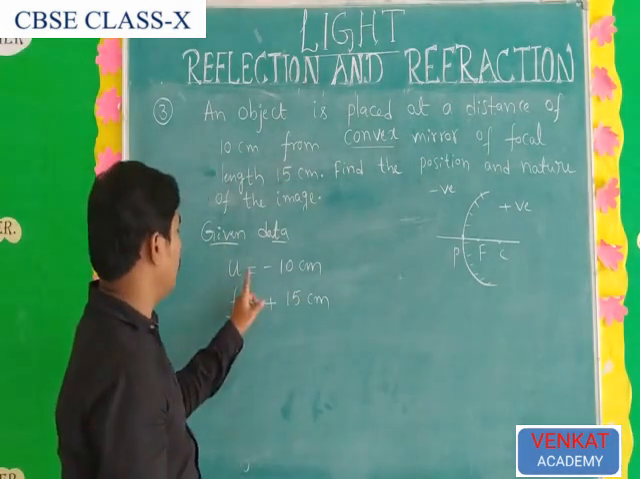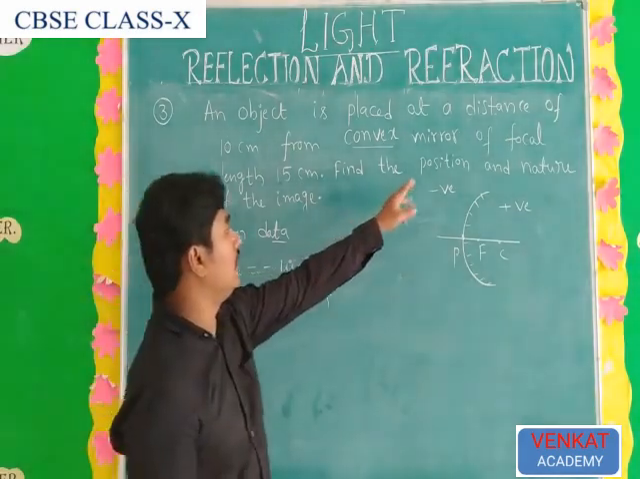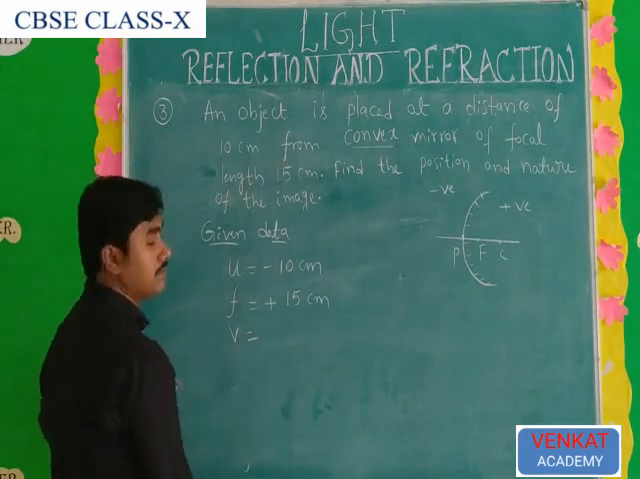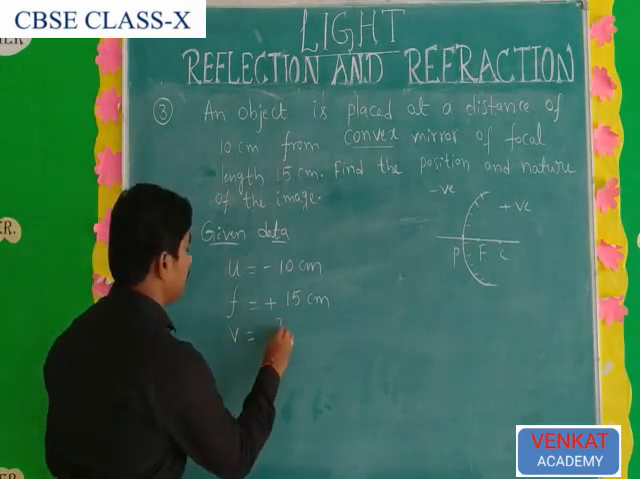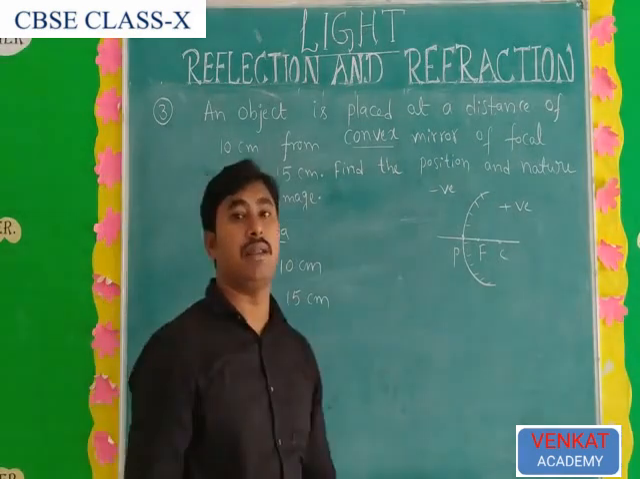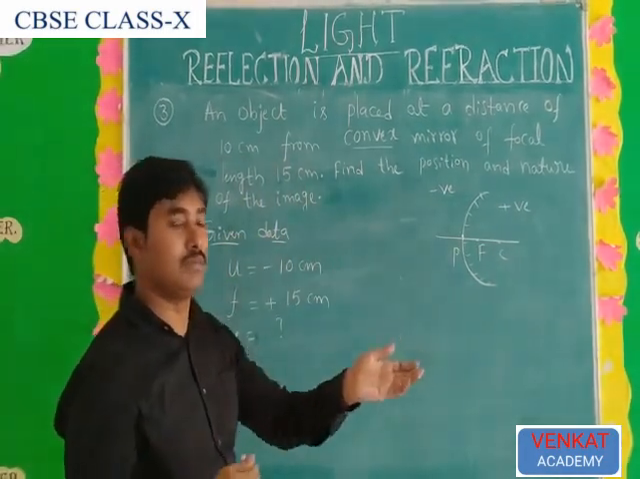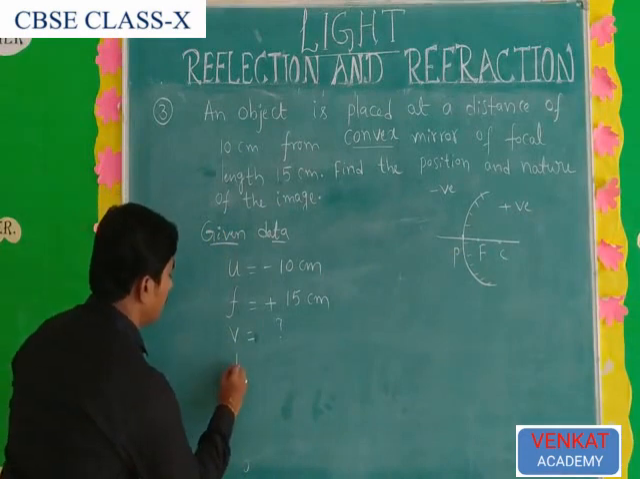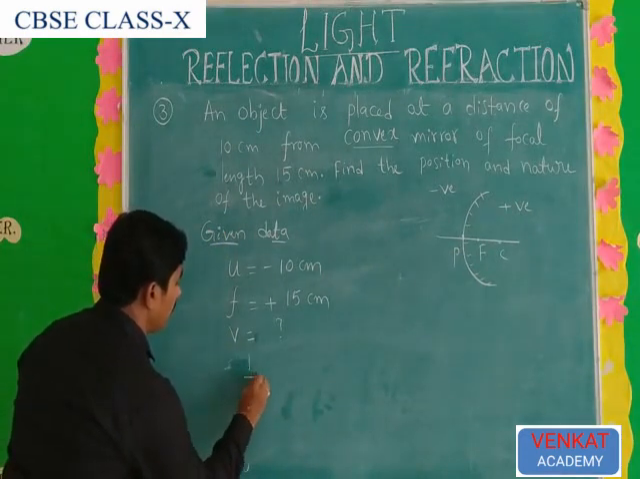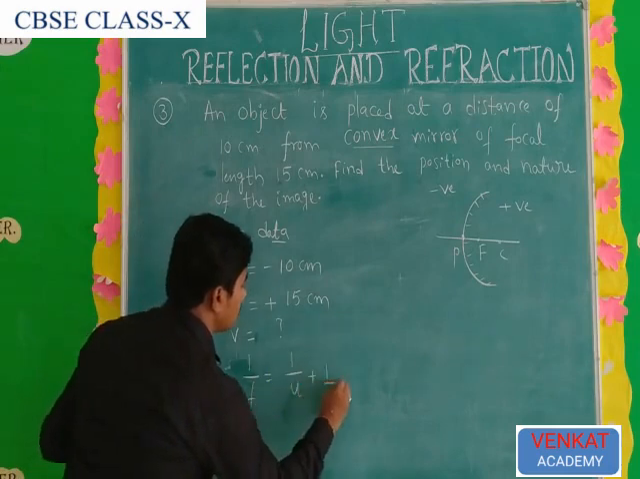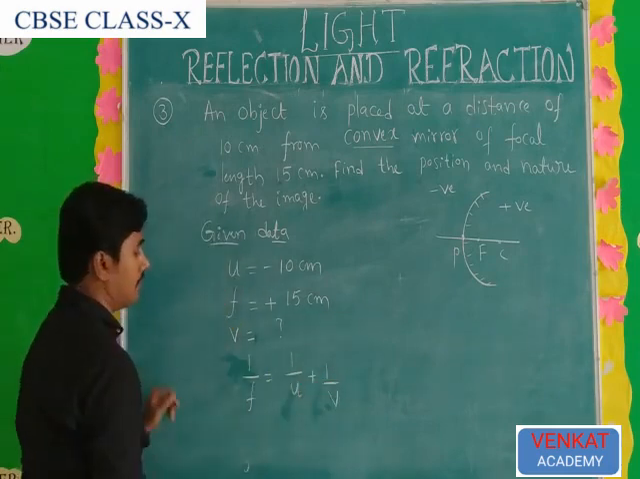So you know U and F very well. Then what about the position and nature of the image? Position means the distance of the image, V is equal to question mark. So what is the mirror formula? For both concave and convex, the mirror formula is the same. What is the formula? 1 by F is equal to 1 by U plus 1 by V. This is the mirror formula.